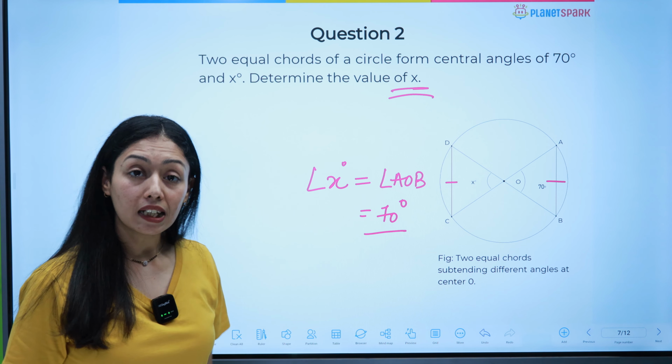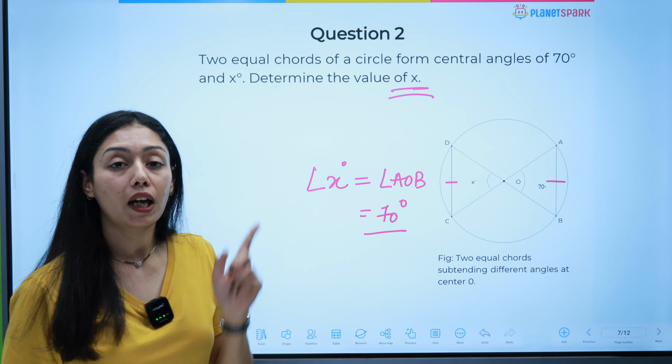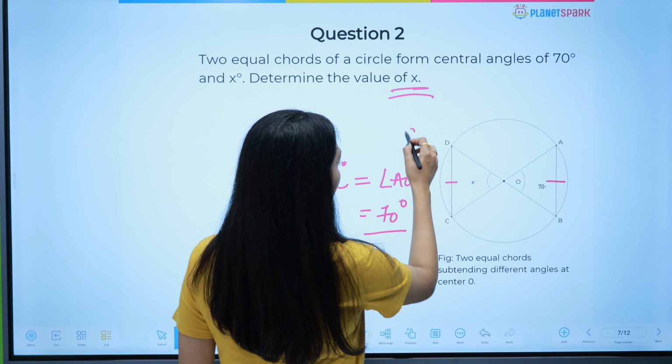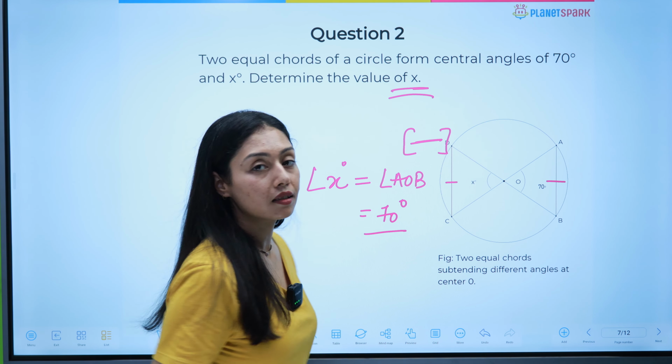No need to prove every time there. We can directly use that angles subtended by equal chords are equal at the center. So just mention the property properly in a bracket there.